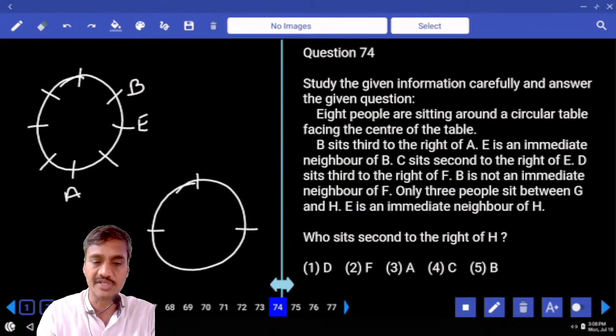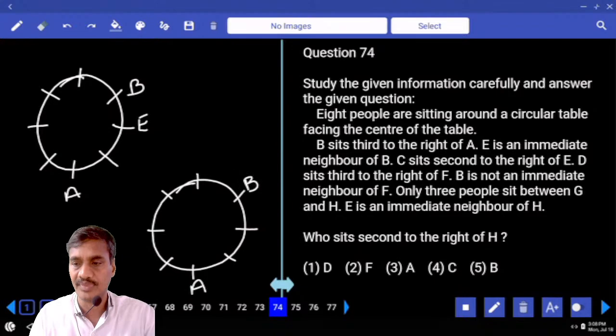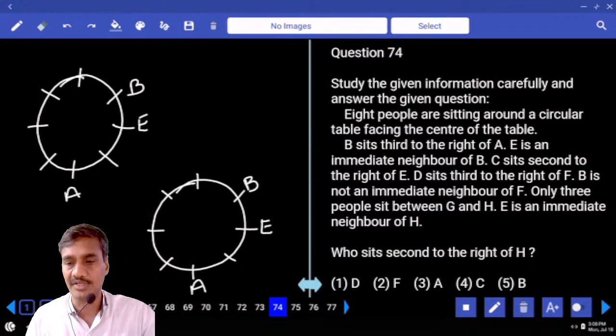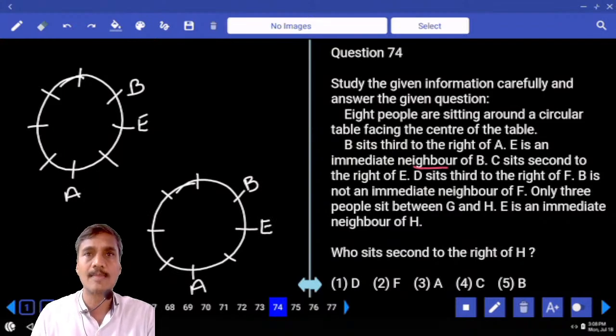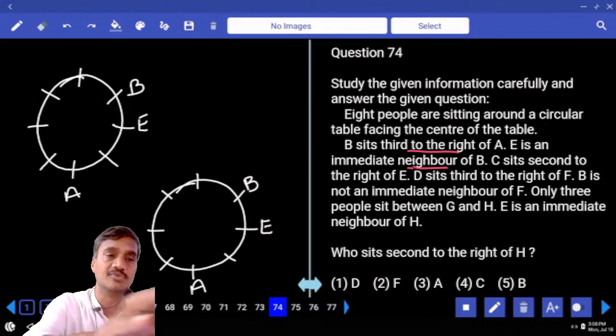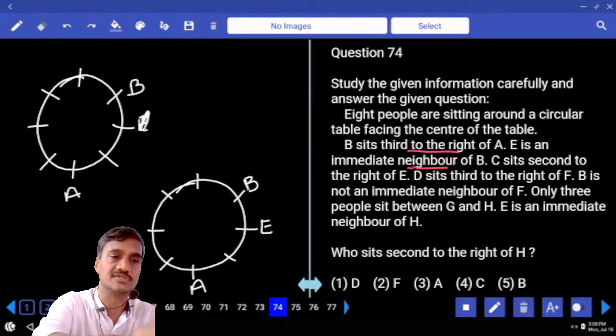Hence, as there is a second possibility, we need to represent the second possibility like this. A is here. Now B sits to the right of A, and E is an immediate neighbor of B. E and B must be together. And next one, C sits second. B sits to the right of A, and E is an immediate neighbor of B. Isn't it? Now in both the cases we have taken the same way, isn't it?